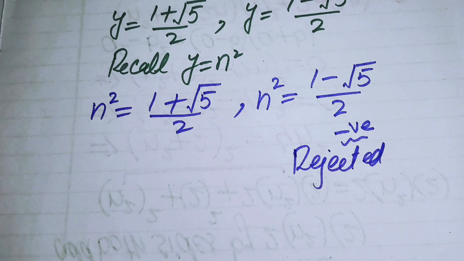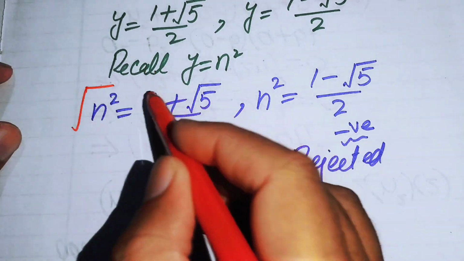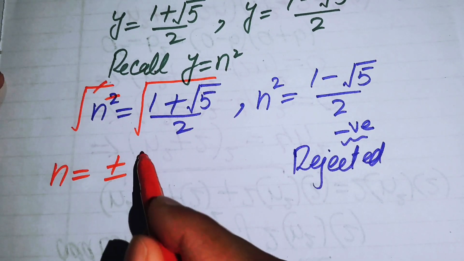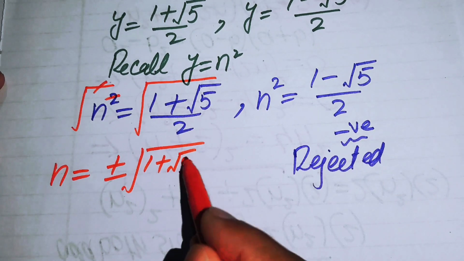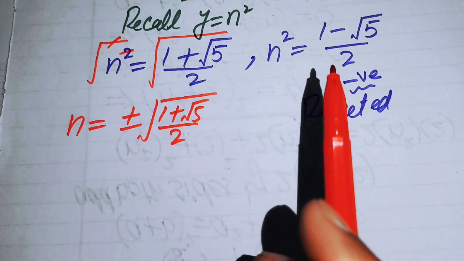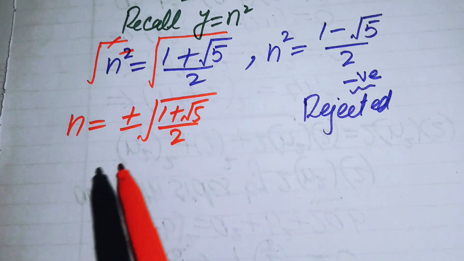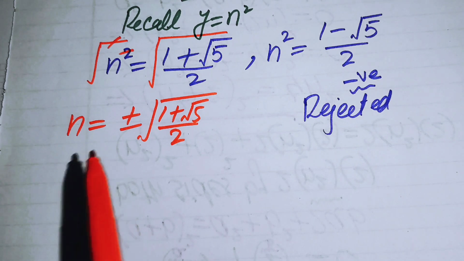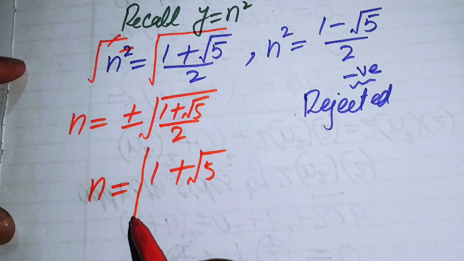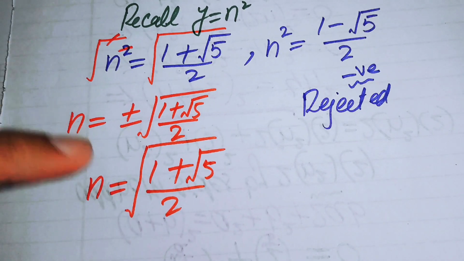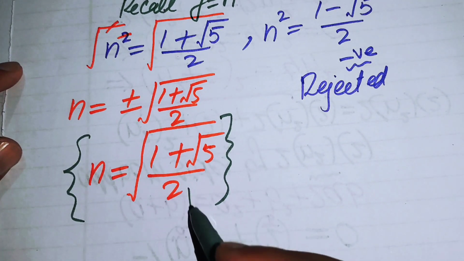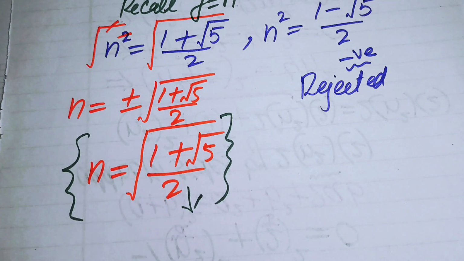To find the value of n, we take the square root on both sides of this term, and the square and root cancel, and you get n equals plus minus square root of (1 plus square root of 5) over 2. Again you have positive and negative signs, but we cannot take the negative value, because the length of the sides of a triangle cannot be negative. So we choose only the positive value, which is the square root of (1 plus square root of 5) over 2. This is our final answer of this problem, and this ratio is known as the golden ratio.